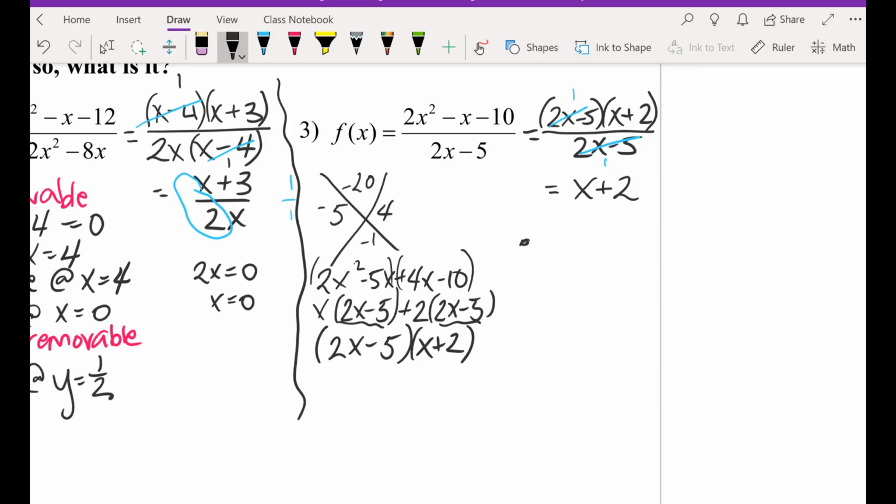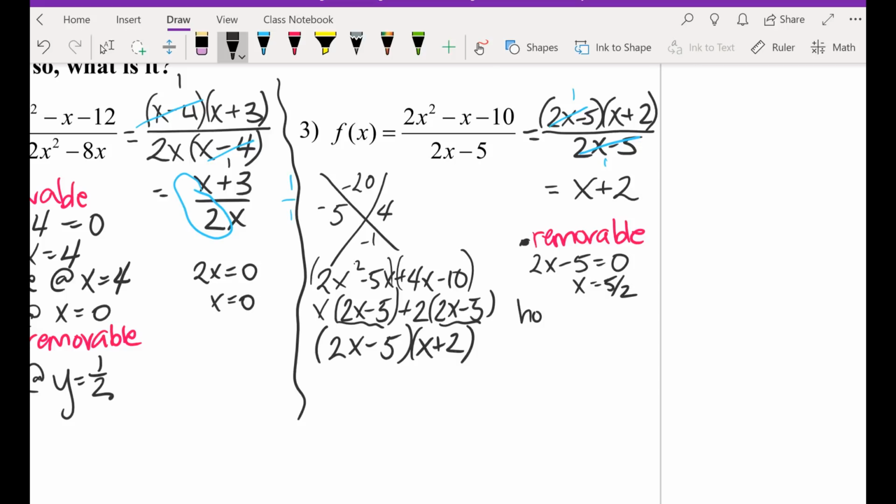Nice. Okay, so the first thing, before we go on to the exciting thing I was going to tell you, is we have a removable discontinuity, which means I had a common factor that canceled from the numerator and the denominator. I'm going to set it equal to 0 to figure out where that hole is going to be.